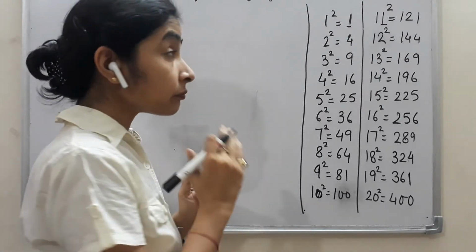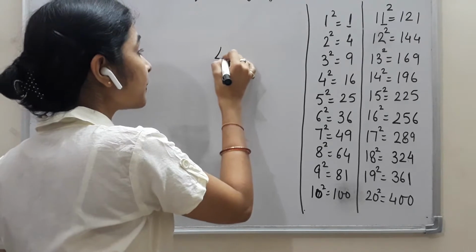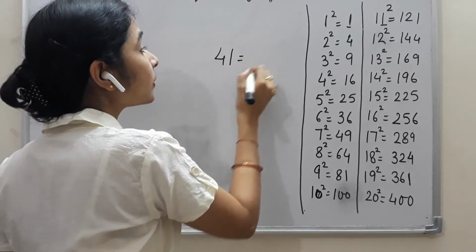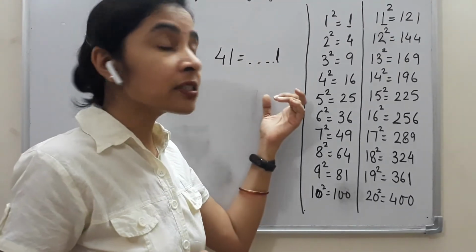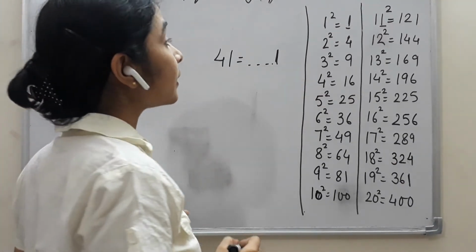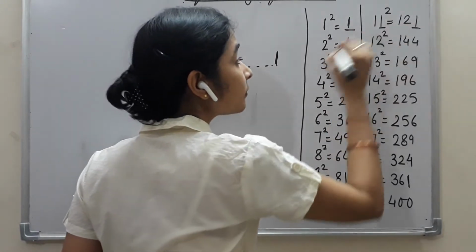So if anyone asks you what will be the units place digit in the square of 41, we know that whatever the other digits are, at the units place there will definitely be 1. Now similarly, if we observe here, where else are we having 1?